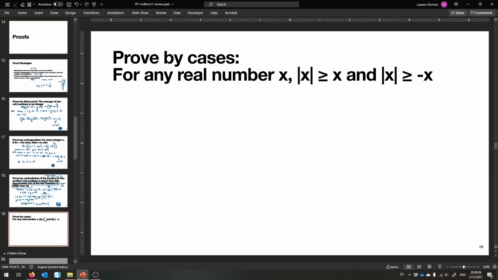Okay, let's prove by cases that for any real number x, the absolute value of x is greater than or equal to x, and the absolute value of x is greater than or equal to negative x. Okay, so the absolute value is going to require something's either negative or non-negative. Yeah, I think that's going to be our two cases most likely. So let x be a real number.